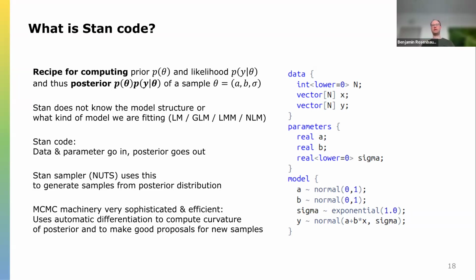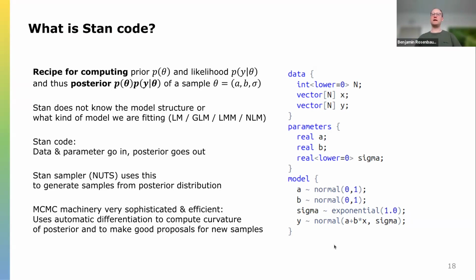And additionally, BRMS knows what kind of model you are fitting, because you are using a certain model class. Stan code doesn't care about your model class. Parameters and data go in, and it produces the posterior density value. So the current values for A, B, and sigma go in, along with the data, and out comes a posterior density value.